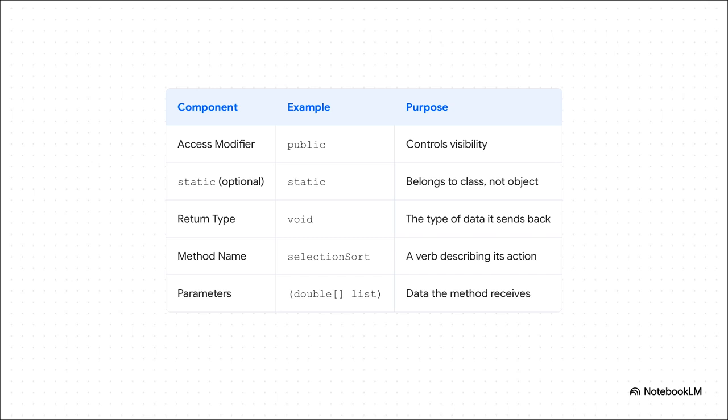Next is the return type, void. This tells Java what kind of data the method gives back. In this case, void means it returns, well, nothing. Its job is just to do something. Then you have the name, selectionSort. You want a good, descriptive verb. And finally, inside the parentheses, you've got the parameters. This is the information the method needs to do its job. Here, it needs a list of doubles.